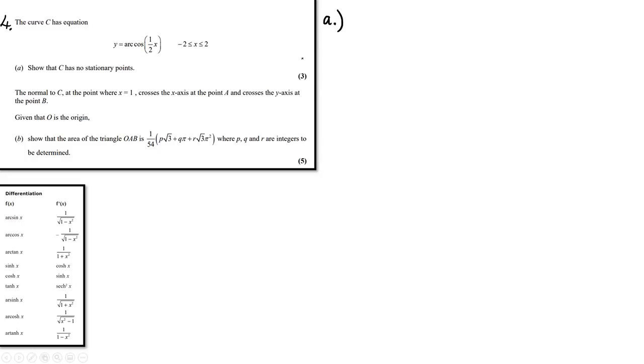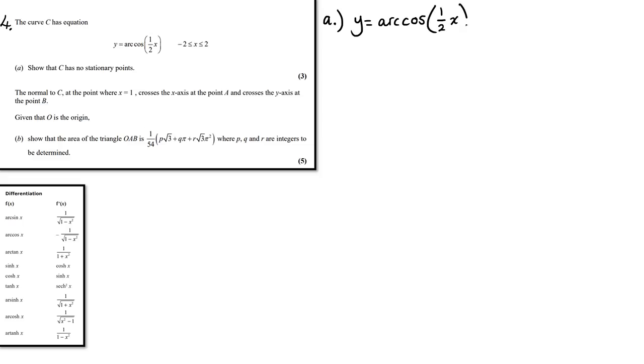Now, if you're watching this video, you should hopefully be a further math student, and in that case, you should be thinking straight away, if we're looking at stationary points, it's going to involve differentiation. I'd expect that from an A-level further math student. So what we've got here is y equals arc cos of a half x. Let's just write that down.